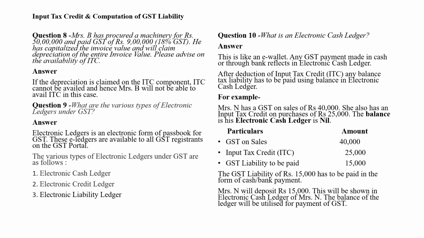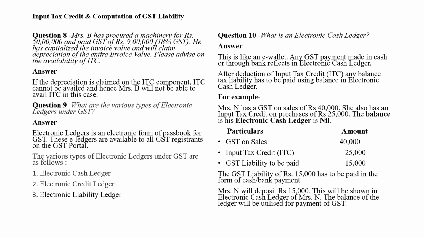Next question, what are the various types of electronic ledger under GST? So my dear, very important question. Electronic ledger is an electronic form of passbook for GST. These e-ledgers are available to all GST registrants on the GST portal. The various types of electronic ledger under GST are as follows: first, electronic cash ledger, second, electronic credit ledger, and third, electronic liability ledger. Next question, that is the 10th one. What is electronic cash ledger?